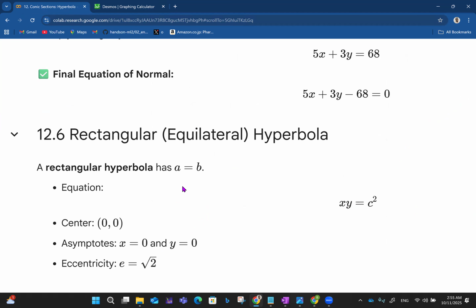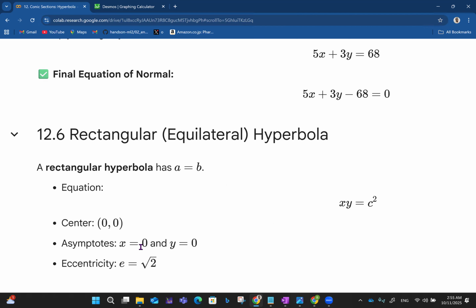So because A is equal to B, the equation can evaluate to xy equals c squared. Okay? xy equals c squared. So since A is equal to B, c squared, of course, is simply the square root of A squared plus B squared and all that.